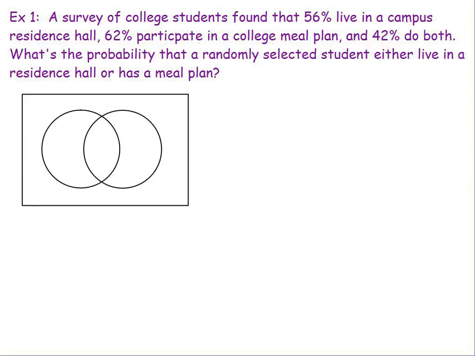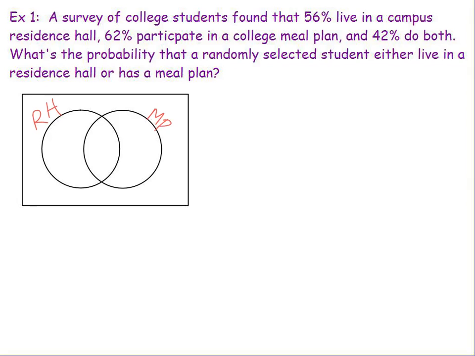Well, one thing that is a very helpful visual tool is a Venn diagram. And I'm pretty sure you guys have used these before in an English class. These allow you to compare two things. So I'm going to show you how to use this Venn diagram, and then we're going to use it for our examples today. So what are the two things we're talking about? Well, we're talking about people who live in a residence hall and people who do a meal plan. So I'm going to label this RH for residence hall and MP for meal plan.